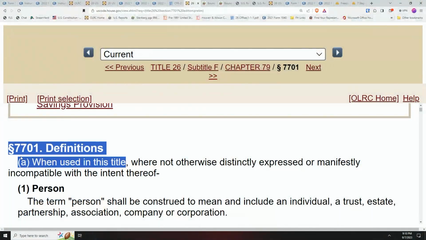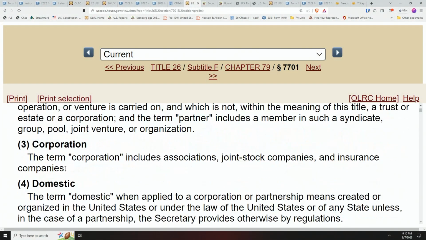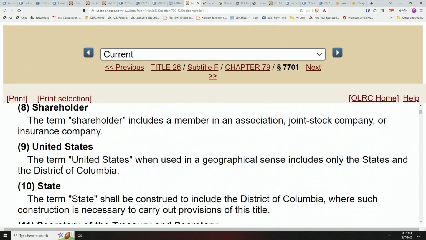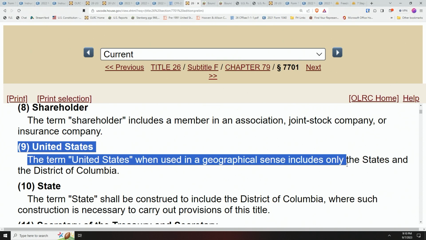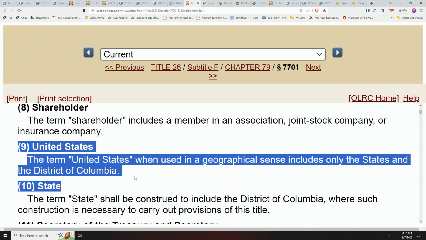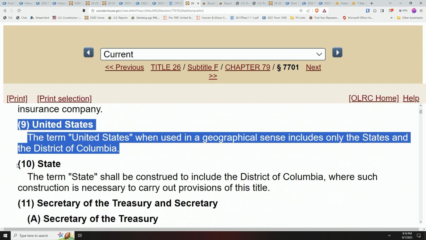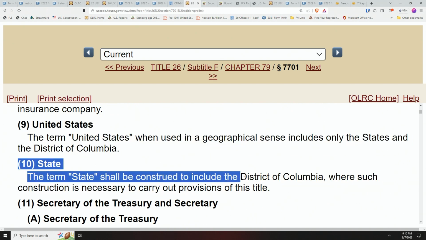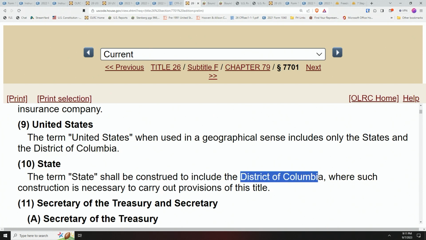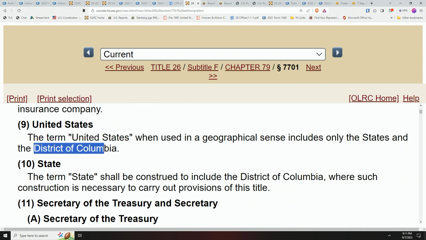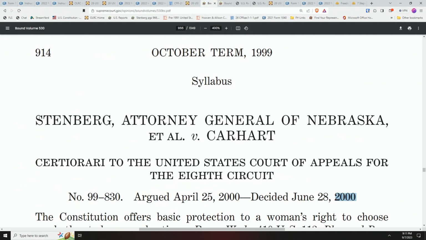They define many terms, and you see the term United States is also defined here as, when used in a geographical sense, includes only the states and the District of Columbia. So how about the term state? Well, the term state shall be construed to include the District of Columbia again. So you have DC plus DC, 2 DCs, 10 DCs, 1,000 DCs, still adds up to the District of Columbia and no more. That's all there is. If you think there's more than that, that's not so.